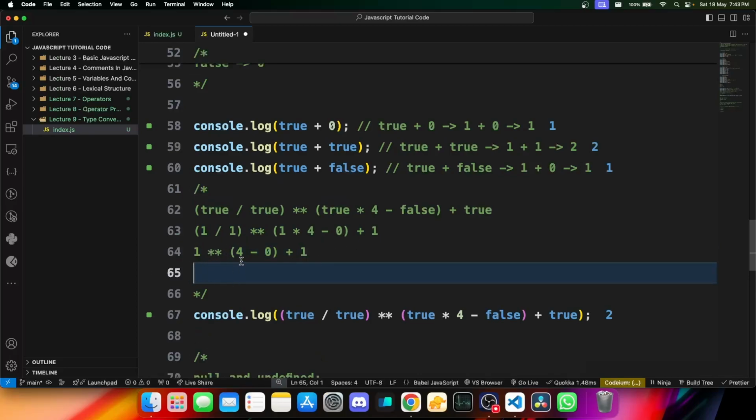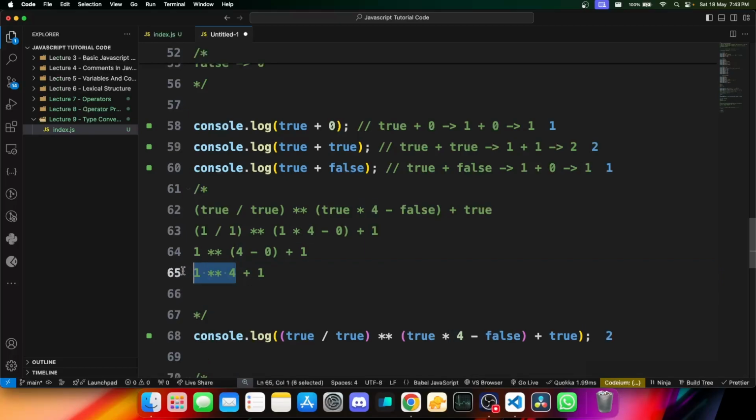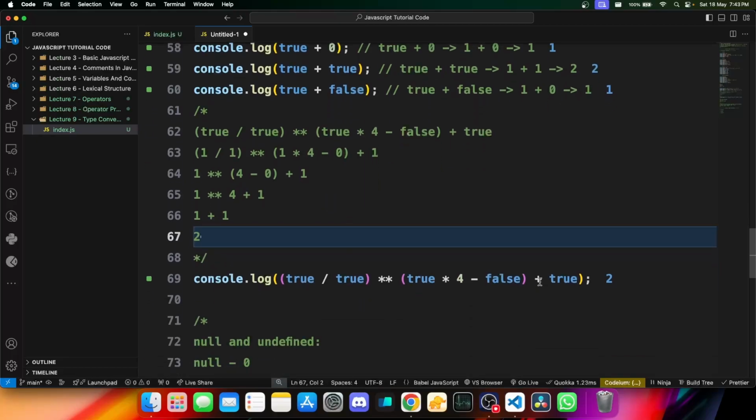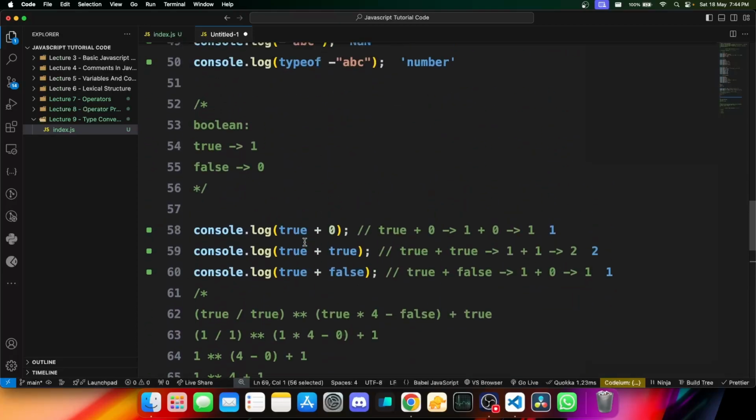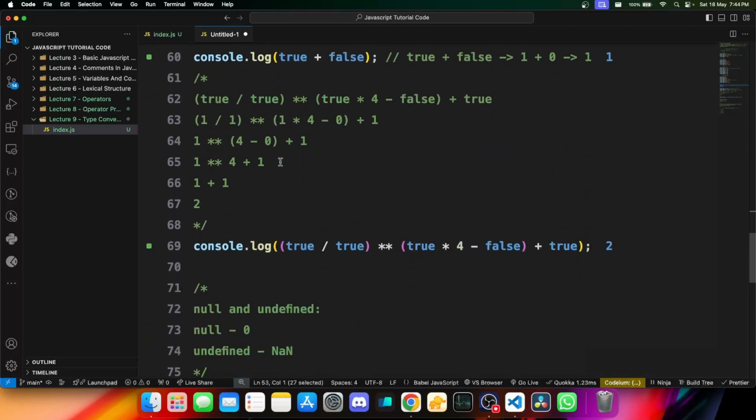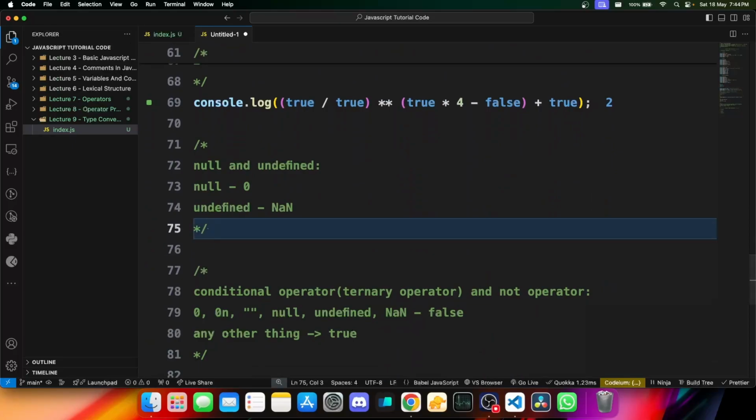Okay, now let's see over here. So over here, we would again solve this one. So I can just go and say 1 exponent 4 plus 1. So finally over here, we would solve this first. So 1 to the power of 4 would become 1, plus 1 would become 2. And so that's why we're getting the answer of 2. So I hope that is very clear to you. And that's the rule between Boolean values. Okay. Let's talk about null and undefined now.